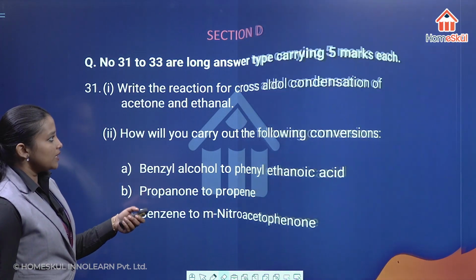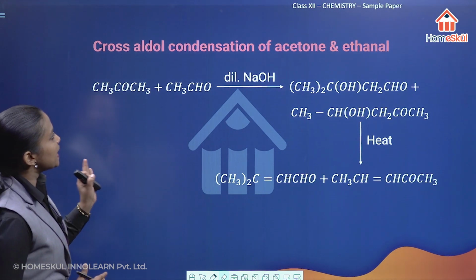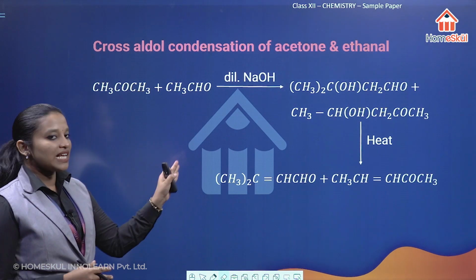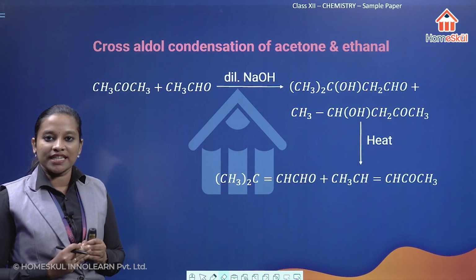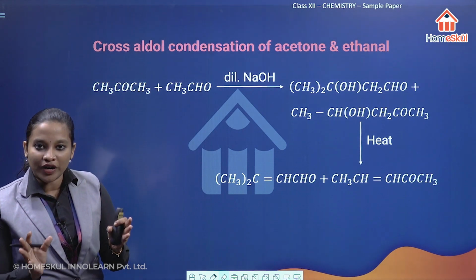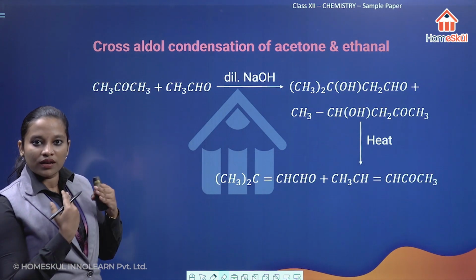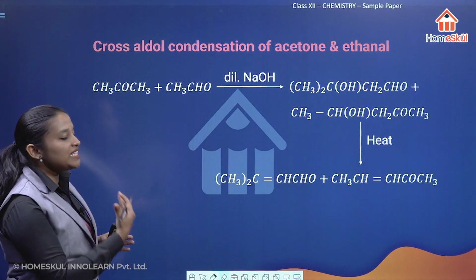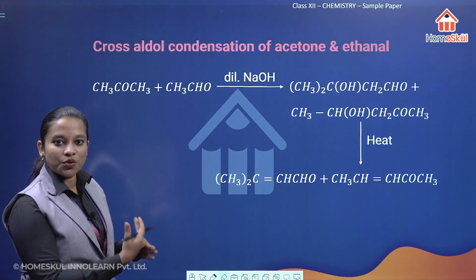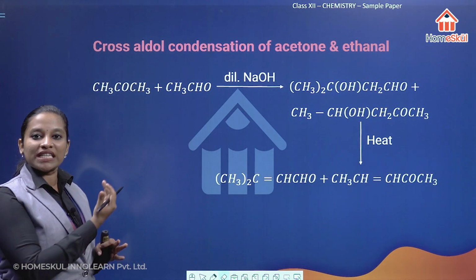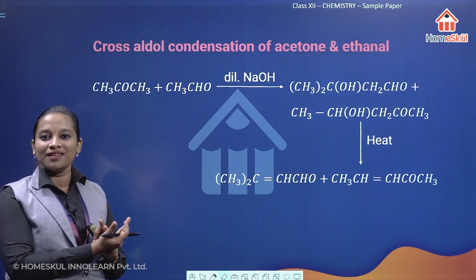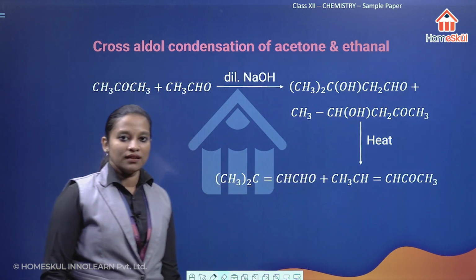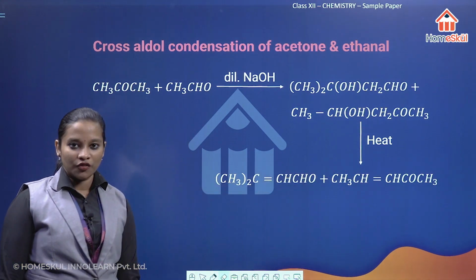Now let's answer the first question, the cross aldol condensation of acetone and ethanal. In cross aldol condensation, 2 different aldehydes or different ketones undergo a condensation reaction, and that results in the formation of a beta hydroxy aldehyde, also known as aldol, or a beta hydroxy ketone, known as ketol. And when we apply heat, an H2O molecule is released and the final products are formed.